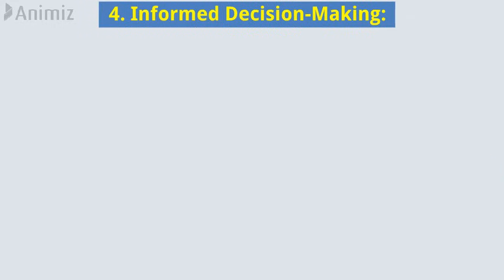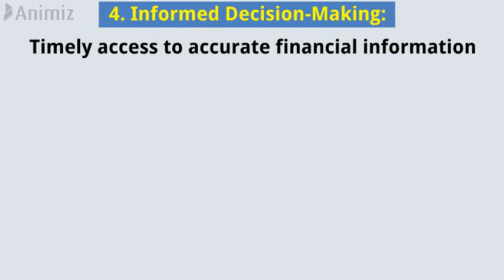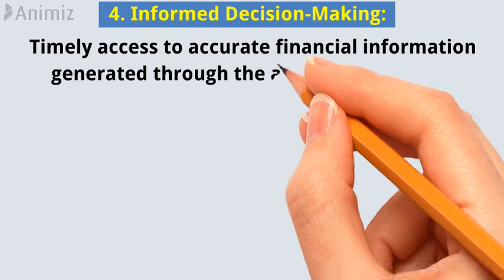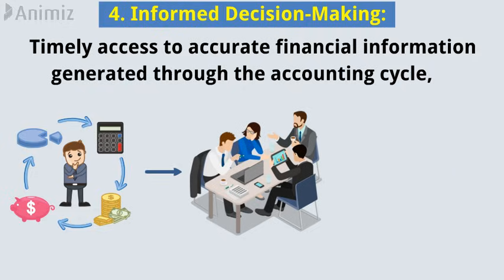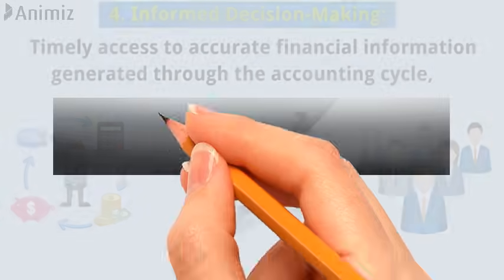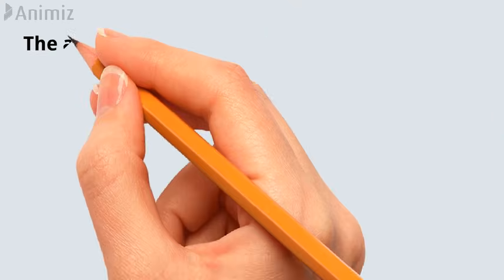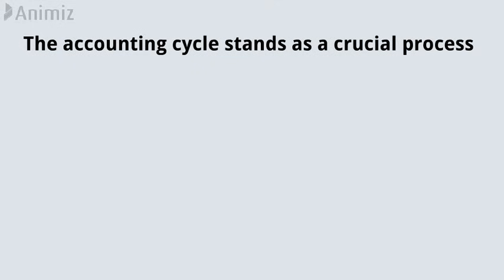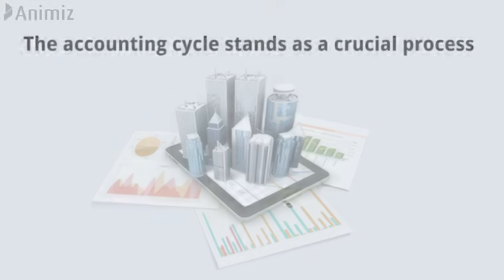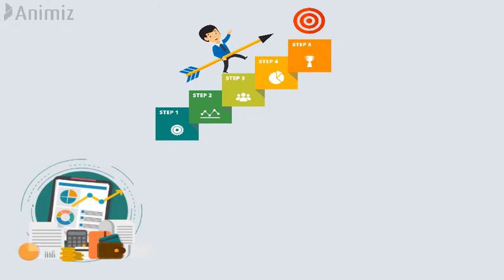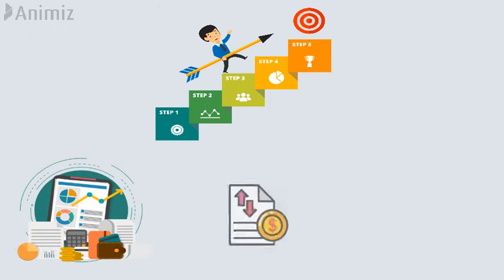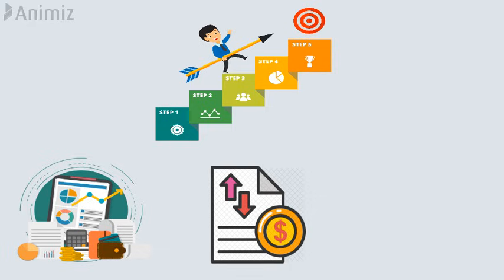Informed decision-making. Timely access to accurate financial information generated through the accounting cycle is imperative for effective decision-making by both management and external stakeholders. Conclusion. The accounting cycle stands as a crucial process in the realm of finance and business. By adhering to these systematic steps, organizations can uphold dependable financial records, generate precise financial statements, and make well-informed decisions.